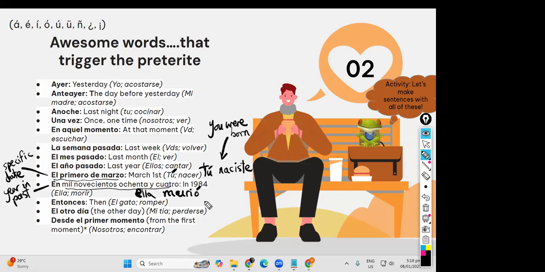Yes. So el gato rompo. So entonces, then el gato rompió, whatever. What did he break? Did he break the vase? Rompió, right? El vaso. All right. So that you're telling a story, then this happened, right? So it's an ER verb, so it takes the ER and IR endings.